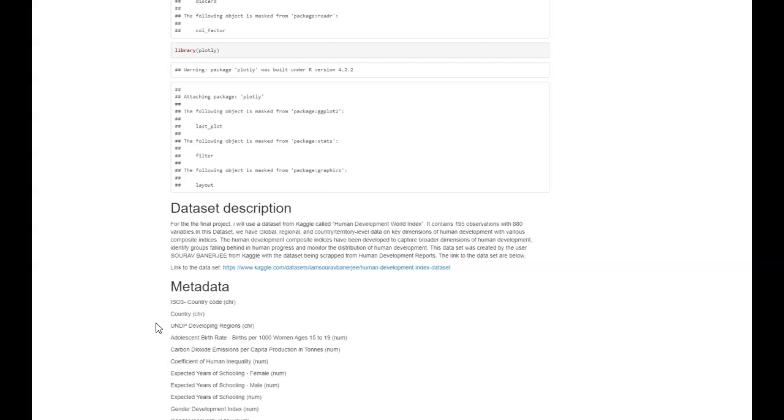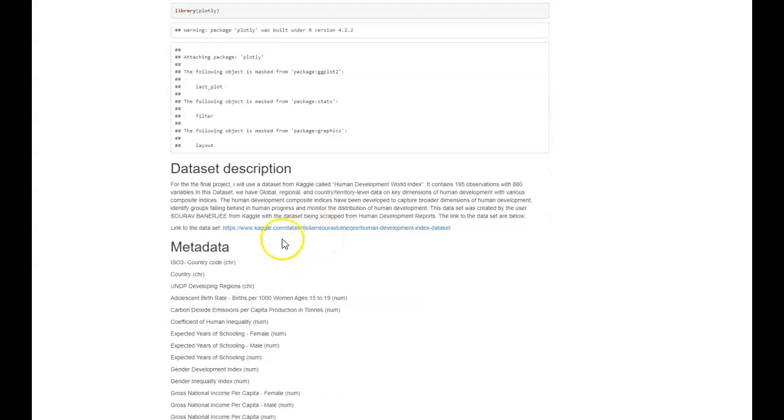For this project, I use a dataset from Kaggle called Human World Development Index. It has 195 observations and 880 variables. The dataset was created by a user from Kaggle and it was scraped from the Human Development Reports website. The link to the dataset is right here.